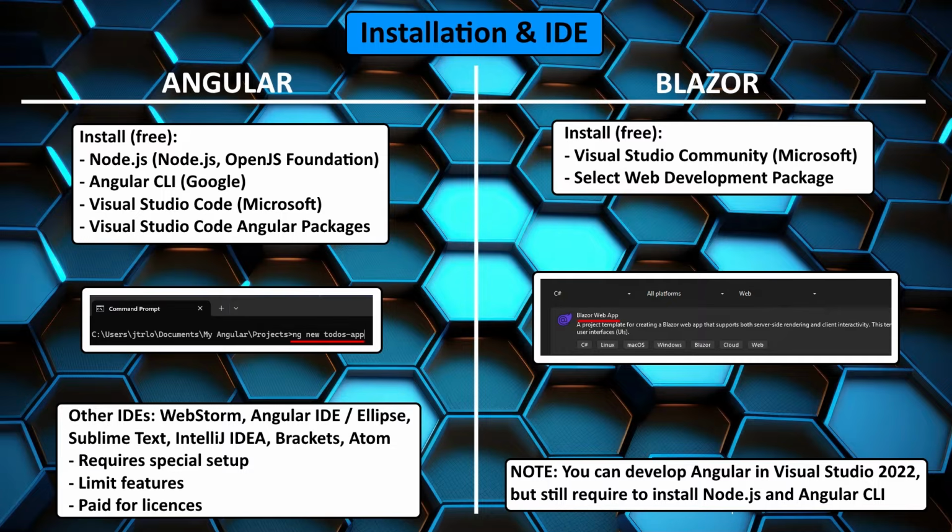On the Blazor side, you can install the community version of Visual Studio and select the Web Development package. This is solely developed and maintained by Microsoft. To create a new project in Angular, you need to use a terminal and type out the correct command. In Visual Studio, it's simply a matter of selecting the Blazor project type.